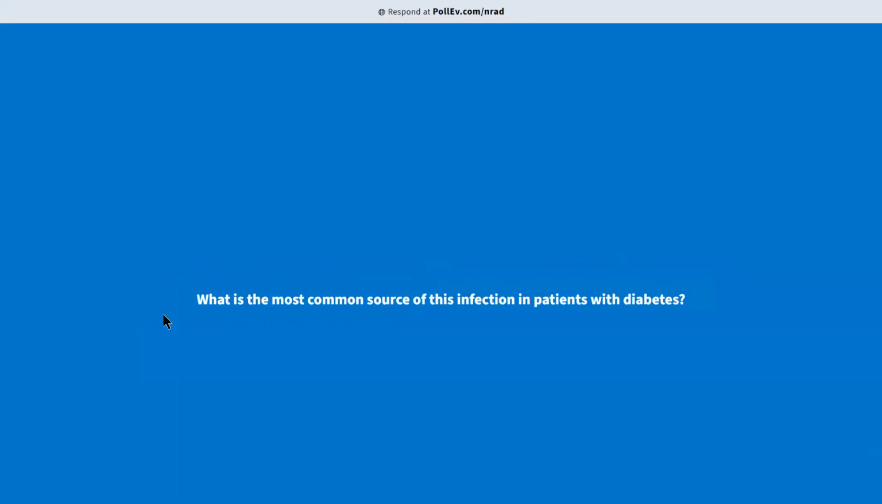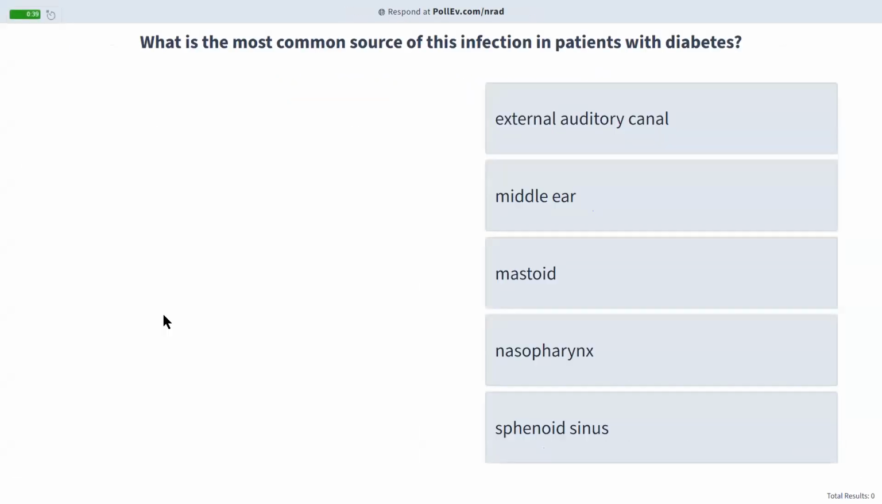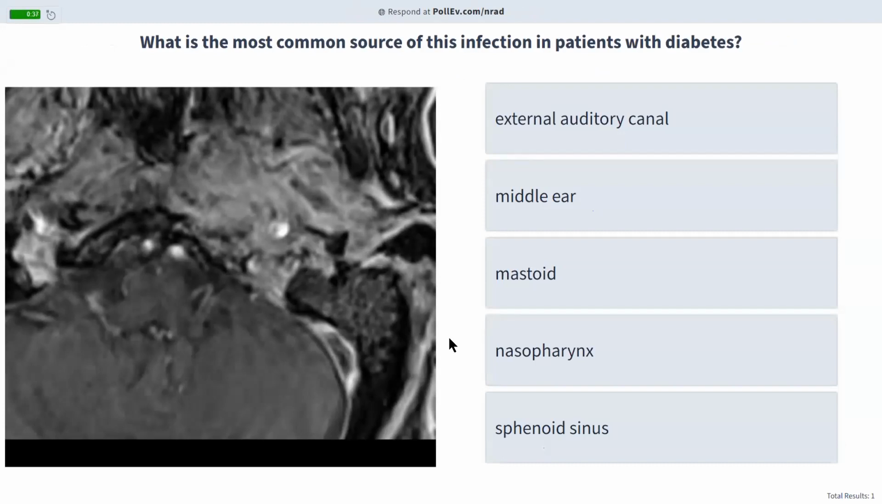Next question is, what is the most common source of this infection in patients with diabetes? Telling you there's an infection here as opposed to malignancy.